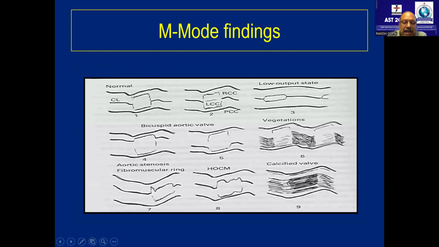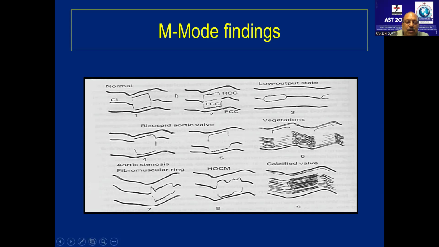Look, if you put an M mode across an aortic valve, this is what the normal aortic valve is: a rectangular shaped aortic valve with a central closing line. It's very simple, basic rocket science. If you happen to see an eccentric closing line, it means possibly you are dealing with a bicuspid aortic valve. And if you see this box, which is small in size, it means possibly you are dealing with a low cardiac output state.